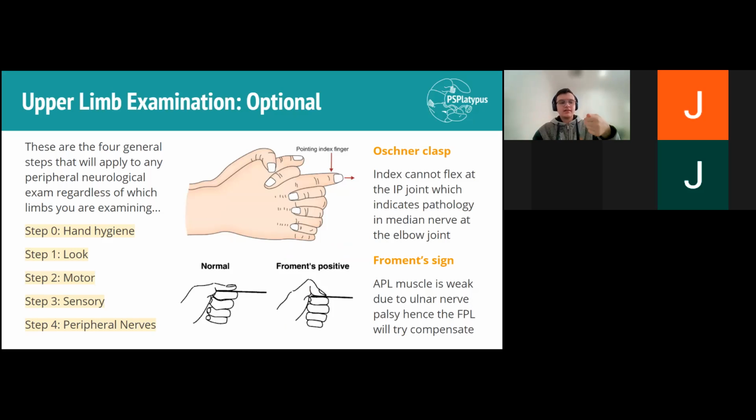And then Froment sign, you're trying to just put a piece of paper like this and telling them, can you hold it as tight as possible while I try to pull it out? What you'll notice is that because that APL is not working so well, so it's not adducting properly, the FPL will try and compensate and keep it there. But the FPL has an additional sort of part, which is that it'll try and flex at the thumb. So it's going to kind of tent up like that.